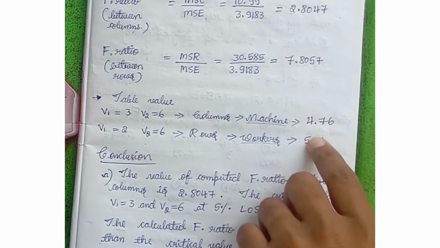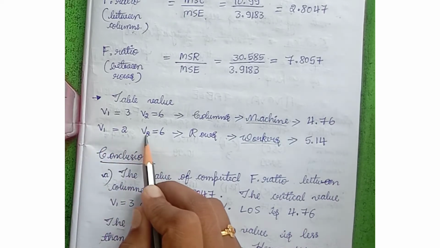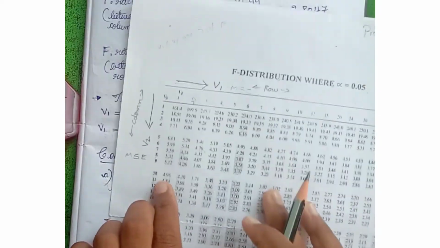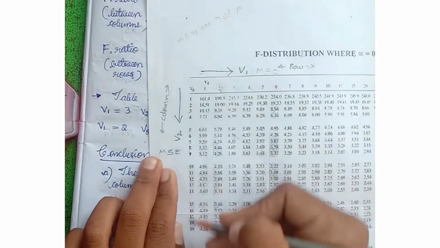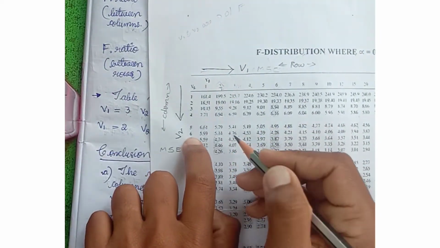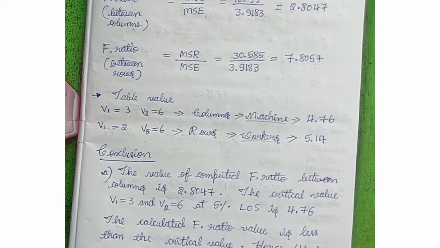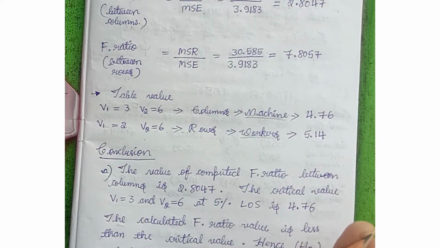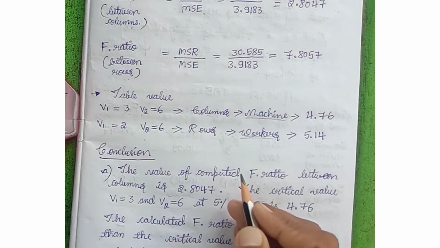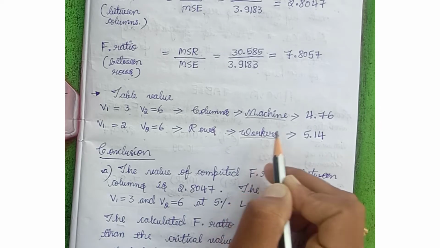Here I have written 4.76, and the same for rows, where V1 is 2 and V2 is 6. So the same we have to see here. For V2 on this side, we see 6, and where the 2 and 6 intersect, 5.14. That is the critical value at 5% level of significance: 5.14. We got the critical value for both columns as well as rows. Columns indicate machines, and rows indicate workers.